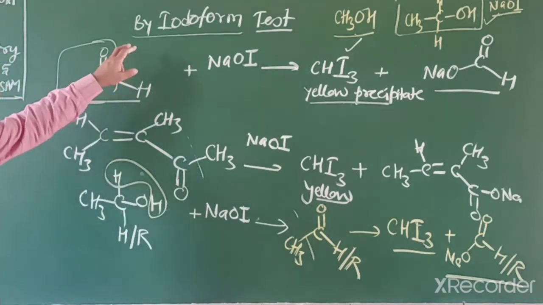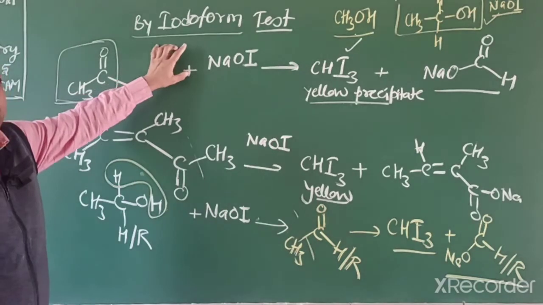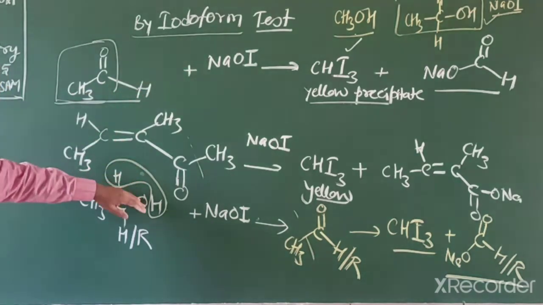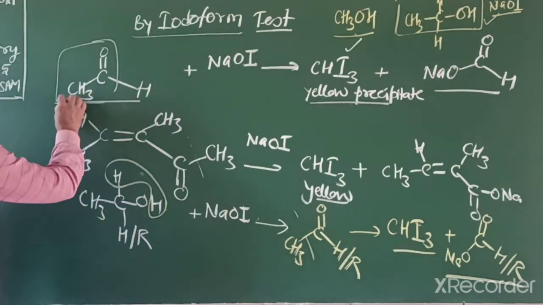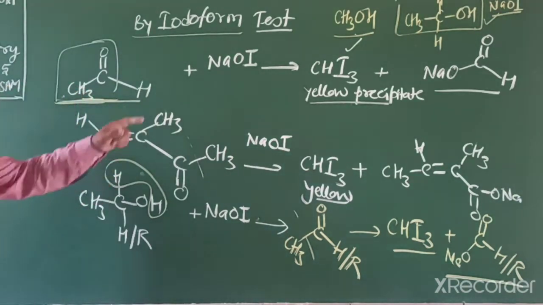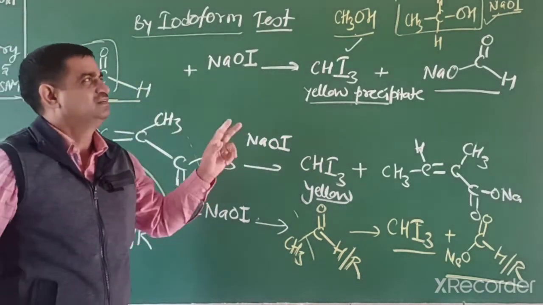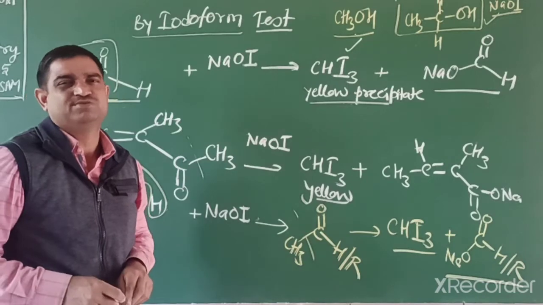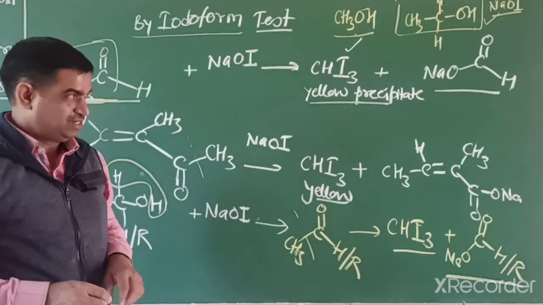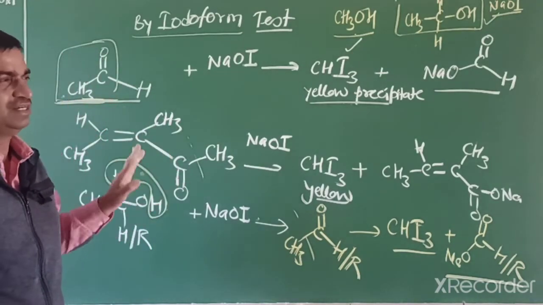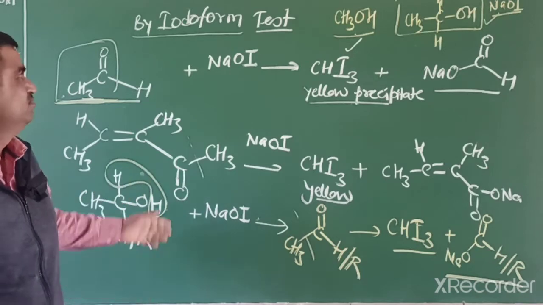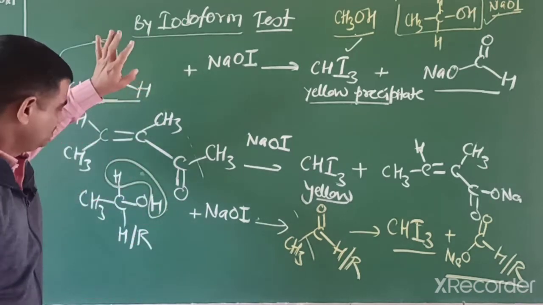So this reaction is the most important distinction. Generally methyl ketones, and only ethanol among alcohols, give this test, and those alcohols having the CH3CH(OH) condition respond to this test. So students, you will get 1 mark by this reaction if you remember the condition of the iodoform test.